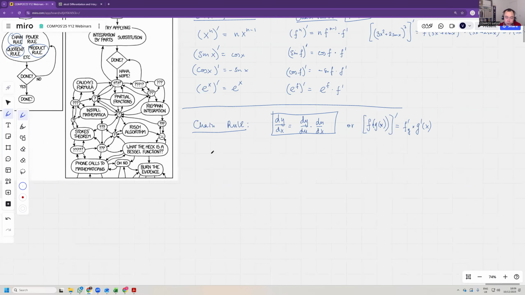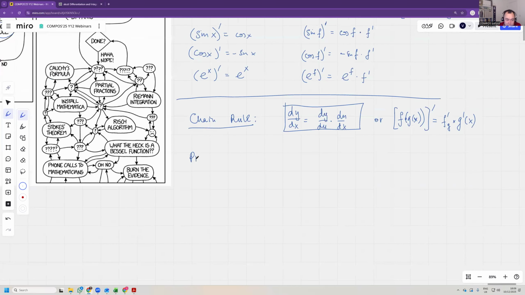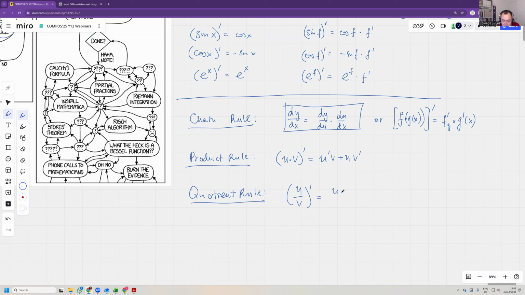Chain rule. The product rule. You might not be familiar with this product rule. If you have the product of two functions, u times v, then the derivative is u dash v plus u v dash. And the quotient rule: the derivative of u over v is u dash v minus u v dash, over v squared.